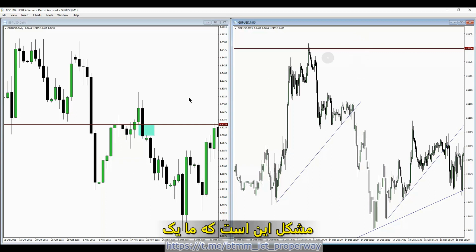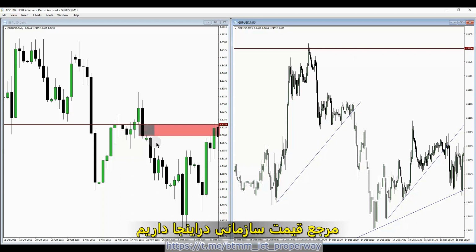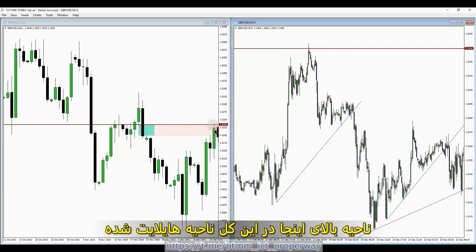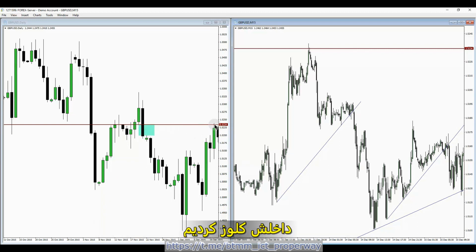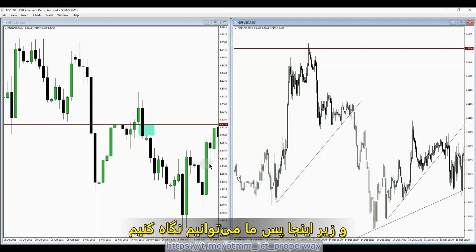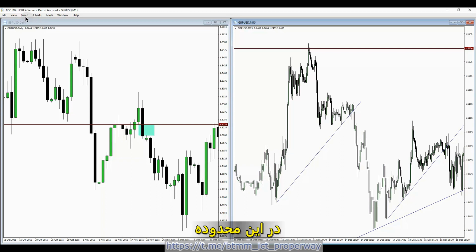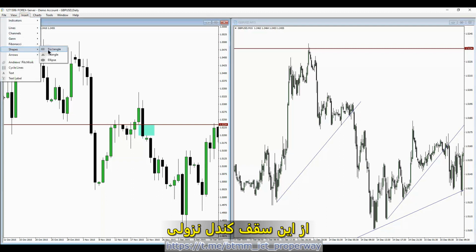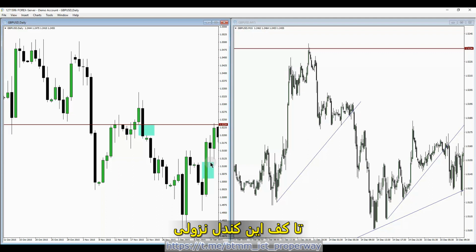Problem is we have a daily institutional reference point over here, and we're in that area over here. In this whole shaded area, we've closed that in. So we would be looking for the next area of liquidity down here. So we could look at this range from this down candle's high up to this down candle's low.